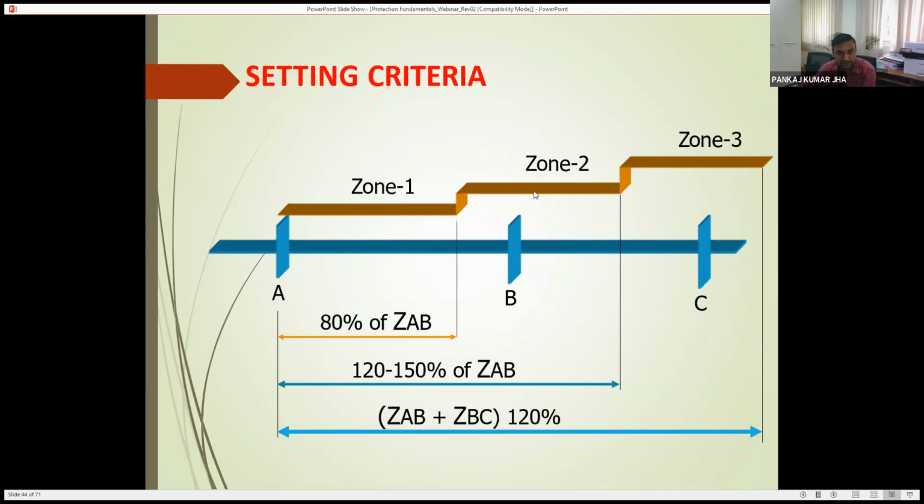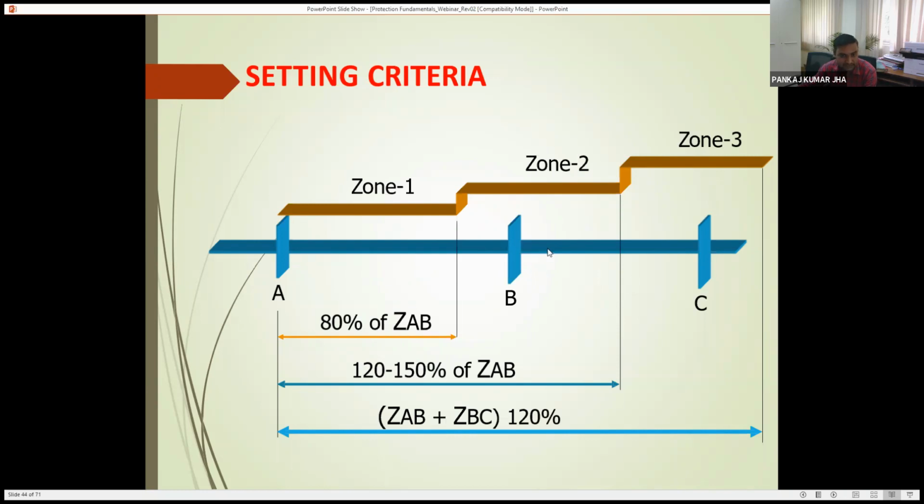Again, there is one limitation, because if you see this zone 2, it is encroaching into zone 1 of the adjacent line from the remote bus. So your zone 2 must be time delayed. We need one additional zone, that is called zone 3. Zone 3 will basically be the backup of this remote bus. So if there is any fault on the remote bus, it should be isolated through the protection available at this bus.